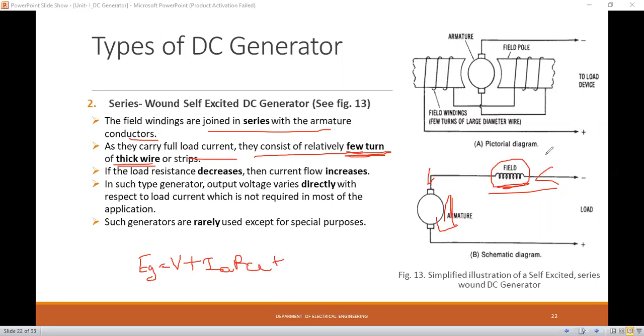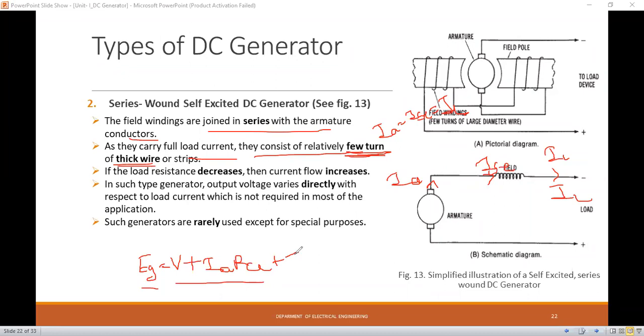plus, see, suppose this load current is nothing but IL. Sorry, I have given wrong direction in case of generator. See, here it is a load current, it will be flowing towards load. Suppose ISC is the series field current, and IA is nothing but armature current. So in case of series machine, IA is equal to ISC is equal to IL. Okay, so voltage equation EG is equal to V plus IARA plus ISC into RSC, resistance of field winding.